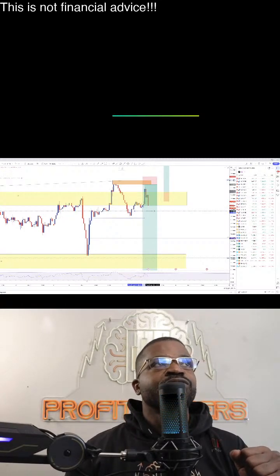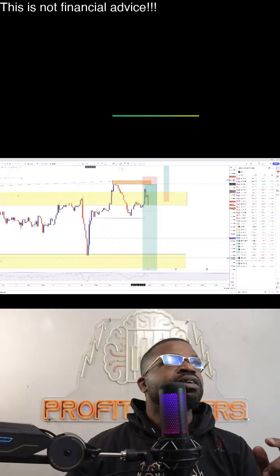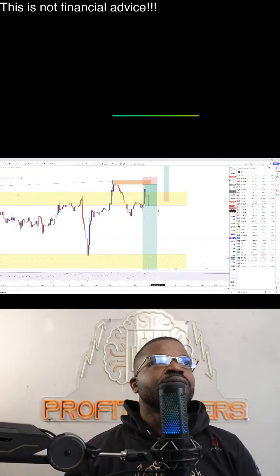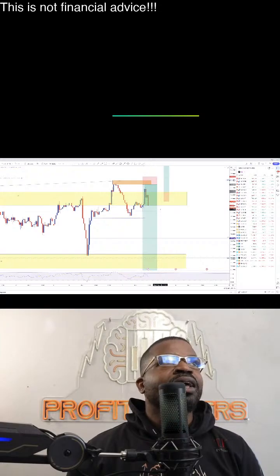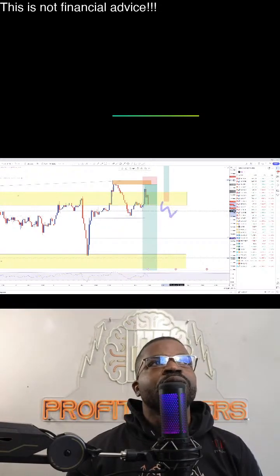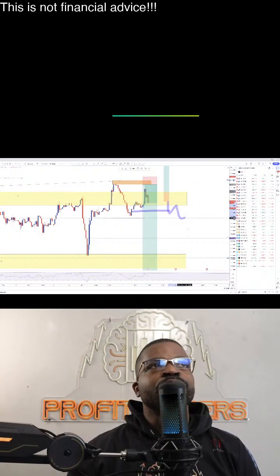We need to identify structure. This level needs to be broken. It is safe to protect the position, but let's just put it right at break even, okay? Why? Because I'd rather break even than losing, but I want to see this move.